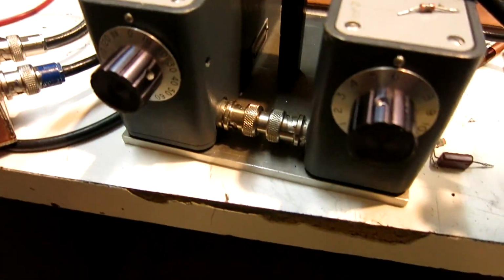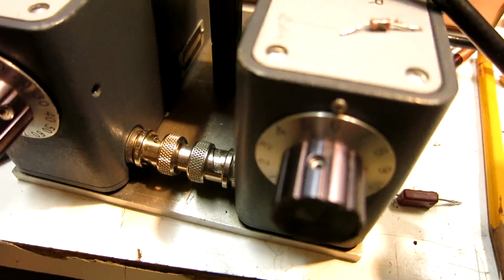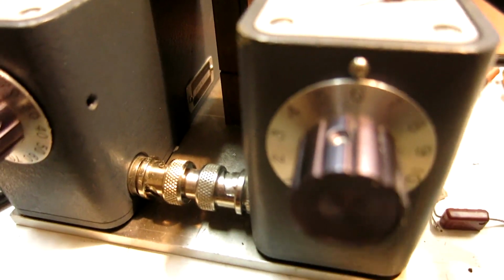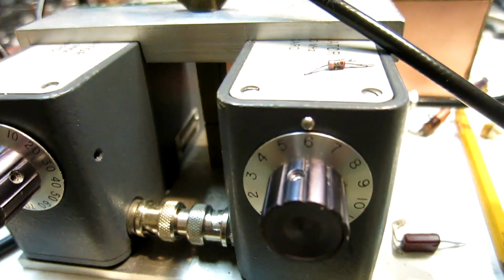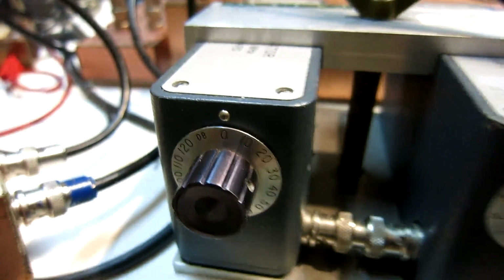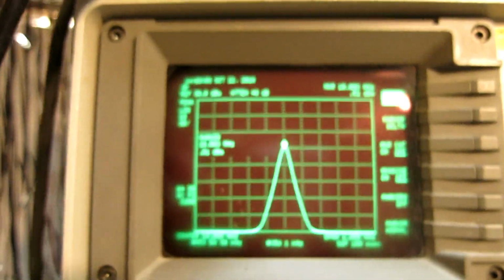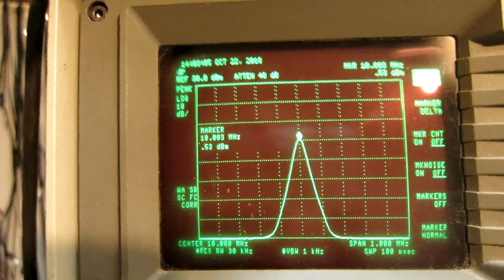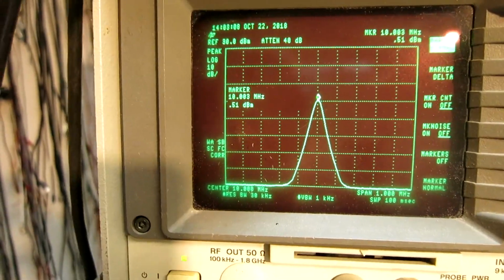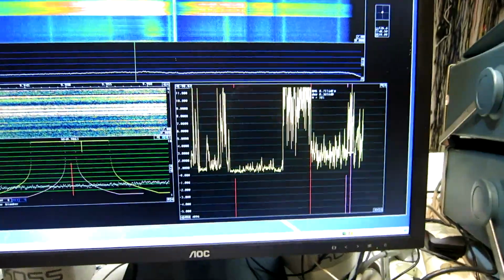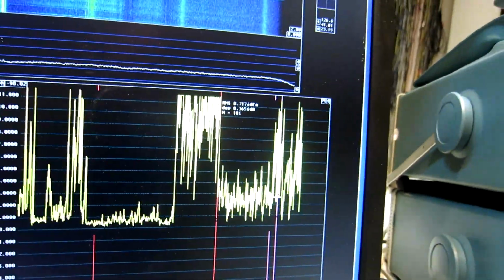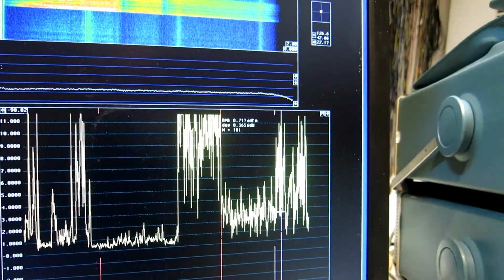That's with an attenuator setting of, can't see this. What does it say? 6 and 0. And the signal level then is 0.5 dBm. And I haven't changed anything. It is now more noisy.